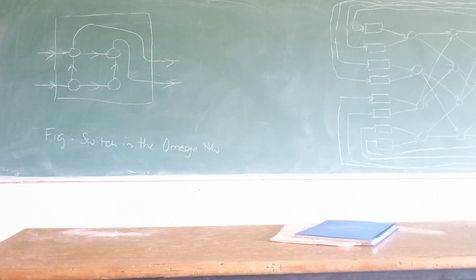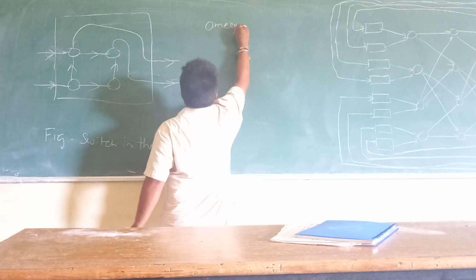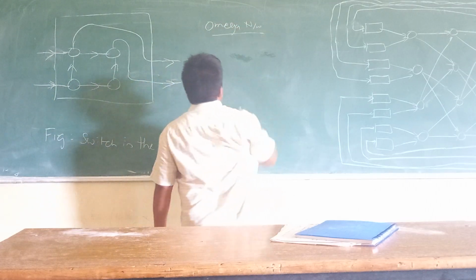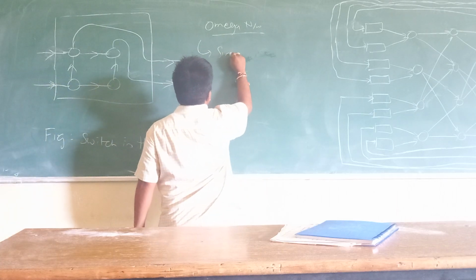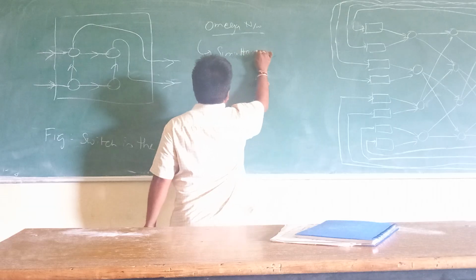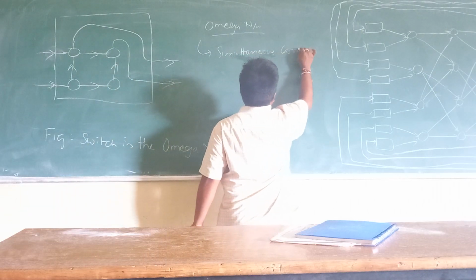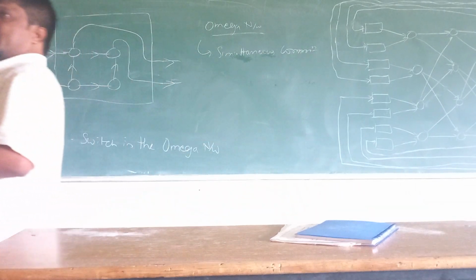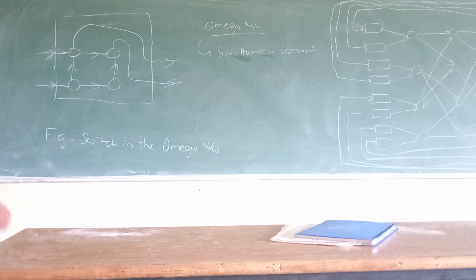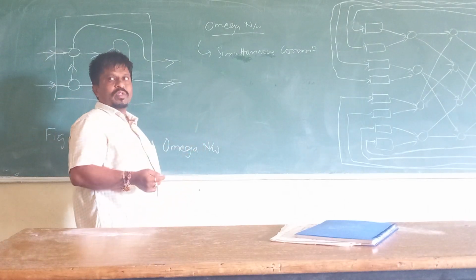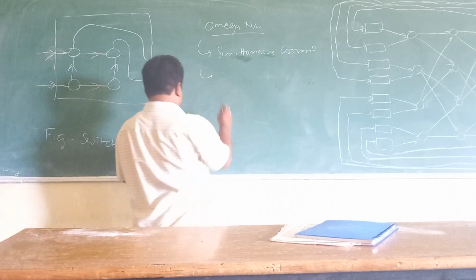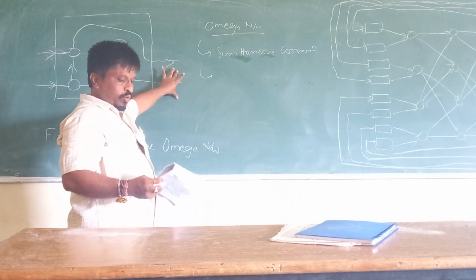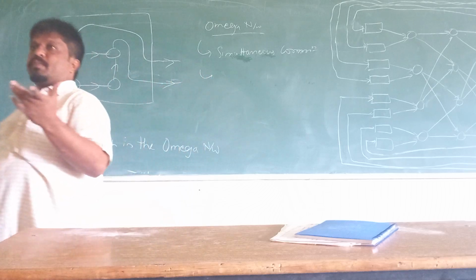This is the figure for the omega network. Omega networks usually will not support simultaneous communication. Usually the crossbar switch provides simultaneous communication, so we can communicate over there. As I already told you, simultaneous communication happens in a crossbar, but here simultaneous communication is not possible. This is the figure for the 2 by 2 crossbar.